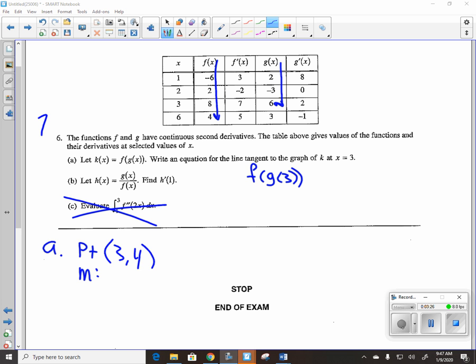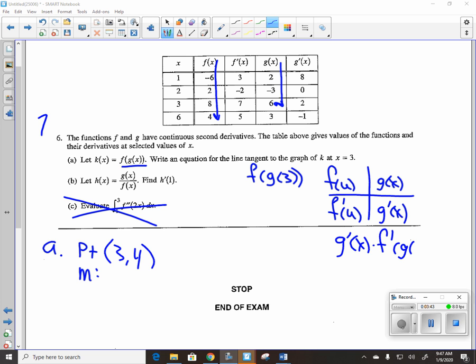How do you find your slope? You need to take the derivative. In order to do the derivative, you have to use a chain rule. You have f of u and you have g of x. So you have f prime of u and you have g prime of x. And so you get g prime of x times f prime of g of x.